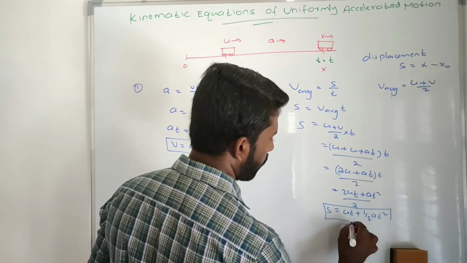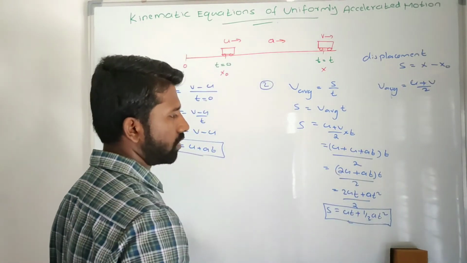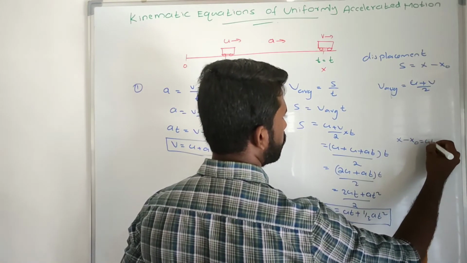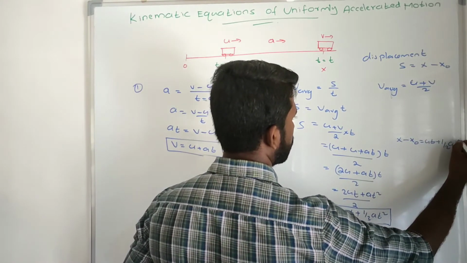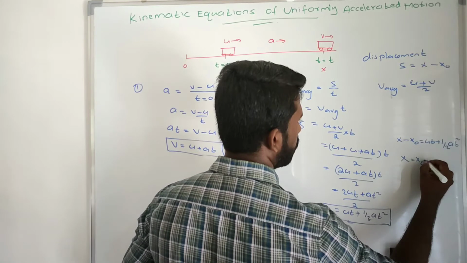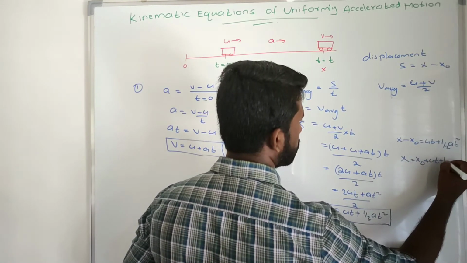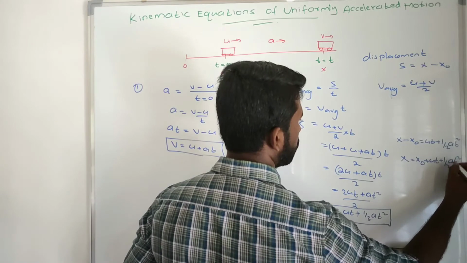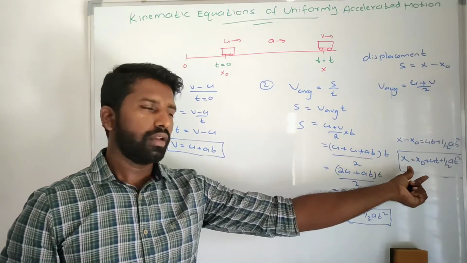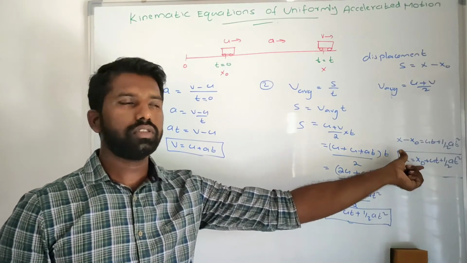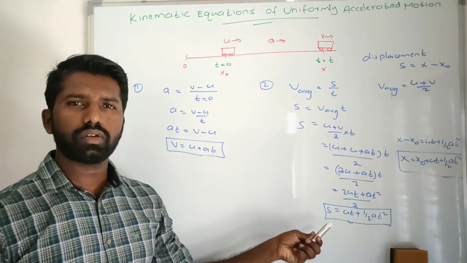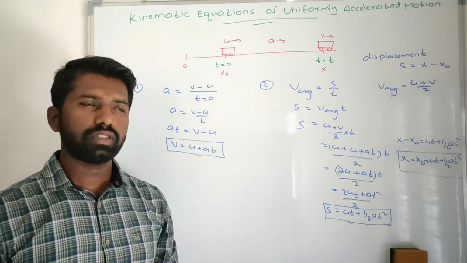What is the S value? S is equal to x minus x0, which is equal to ut plus half at square. So x is equal to x0 plus ut plus half at square. Here x is the final position after time t. This equation you can use, clear? If you need to find the displacement, we can use this equation: S is equal to ut plus half at square.